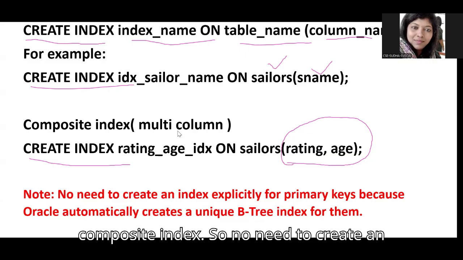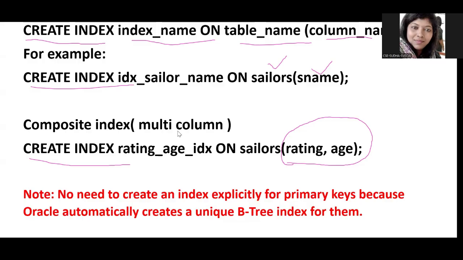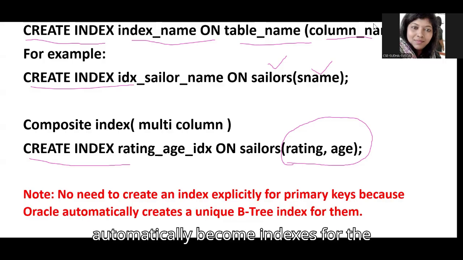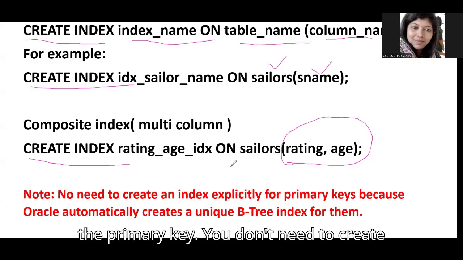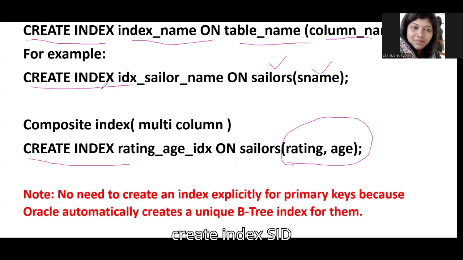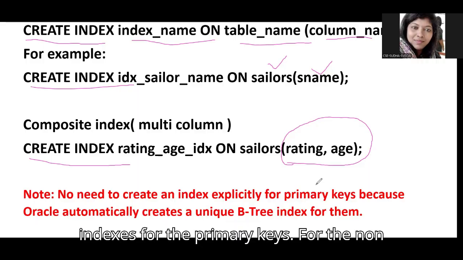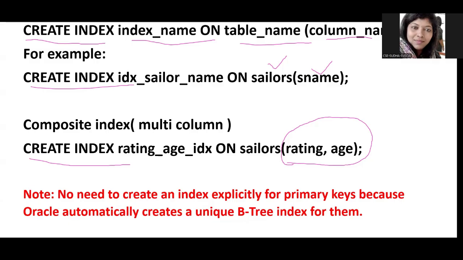There is no need to create an index explicitly for primary keys because Oracle automatically creates a unique B-tree index for them. So primary keys automatically become indexes for the table. You don't need to create an explicit index like this. For example, in the sailors table, SID is the primary key. You don't need to create index SID name on sailors, which is SID, because Oracle implicitly creates indexes for the primary keys itself. For non-primary keys only, we'll be creating the indexes.